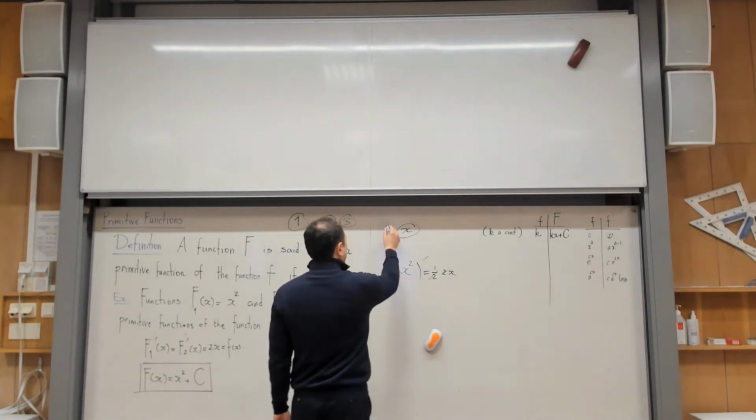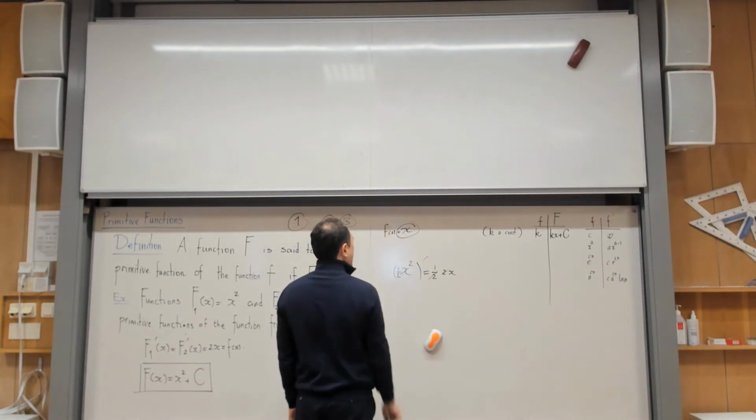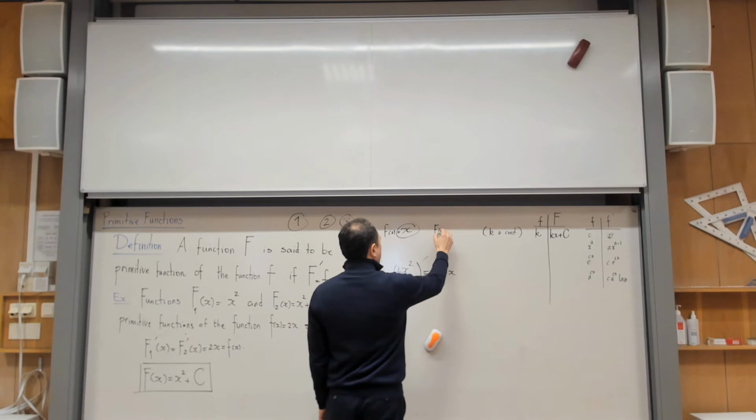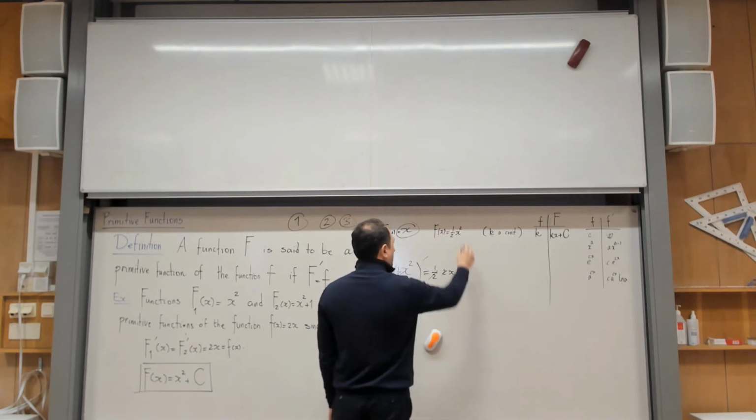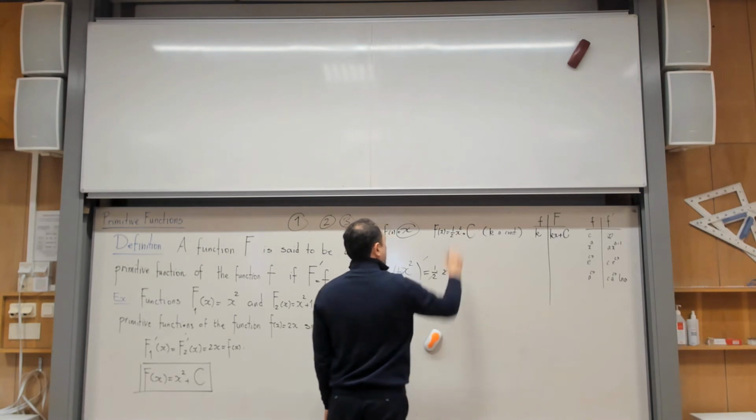If I give you f of x equals x, then what is capital F? Capital F is 1/2 x squared, but that is not the only one. If you want to write all of them, you have to write plus c.